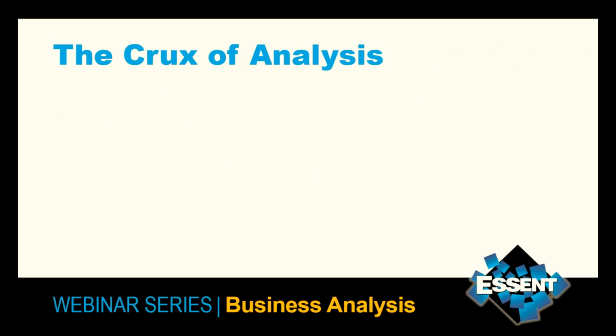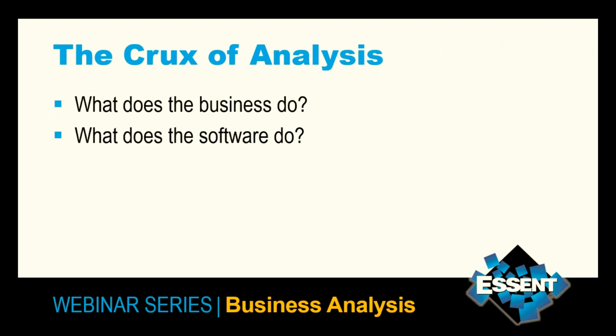When Essent does business analysis, it comes down to taking a hard look at three questions. What does the business do? What does the software do? And what can the business and software do together?